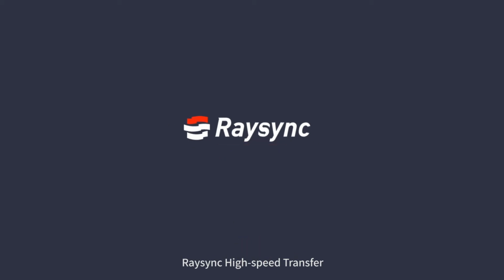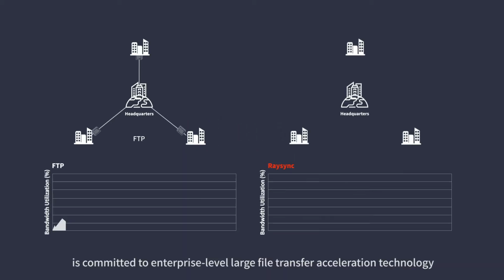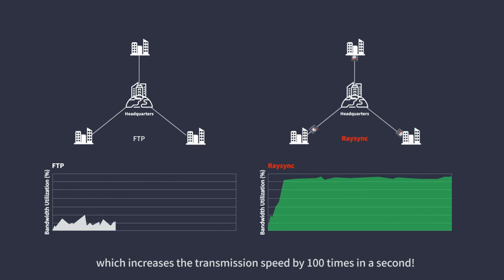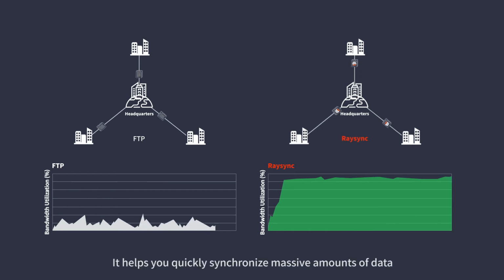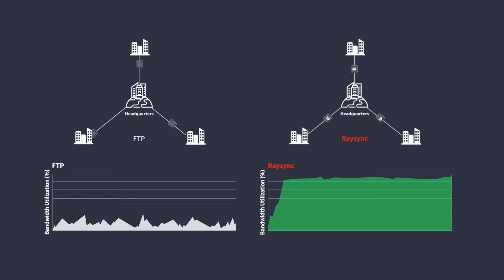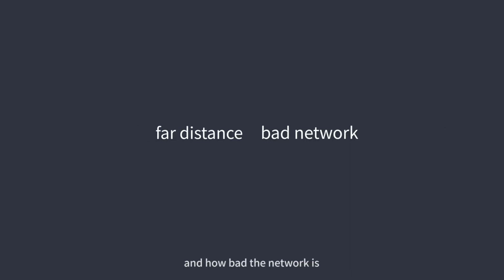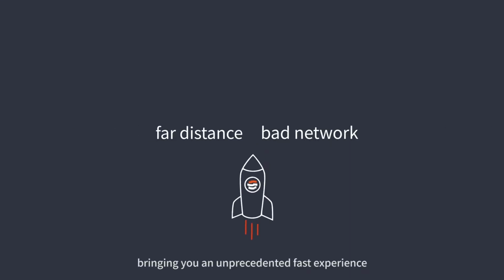What are you waiting for? Raysync high-speed transfer is committed to enterprise-level large file transfer acceleration technology, which increases the transmission speed by 100 times in a second. It helps you quickly synchronize massive amounts of data, no matter how far the distance and how bad the network is, bringing you an unprecedented fast experience.